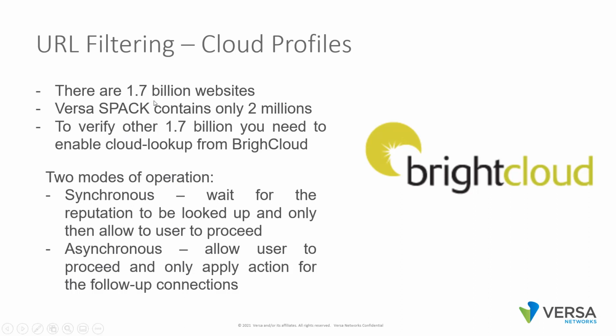So in order to have the exactly correct information about which websites belong to which categories, and whether they are trustworthy or not, we need to enable cloud profiles so we can on the back end reach out to the Bright Cloud. This is our supplier of the URL filtration and URL categories, and it enables dynamic negotiation or request of the information from the Bright Cloud. And by the way, before we go into the configuration of the cloud profiles, I want to tell you that there are two ways of operation: synchronous and asynchronous.